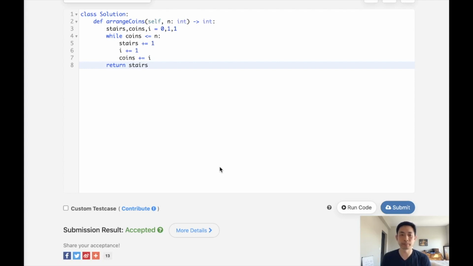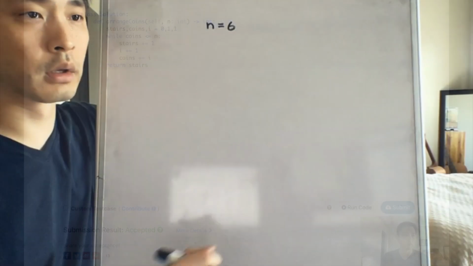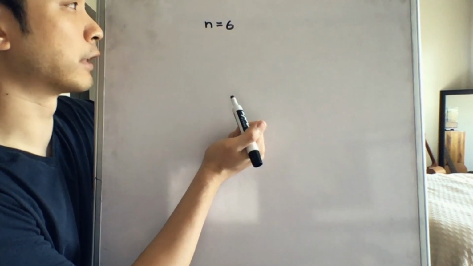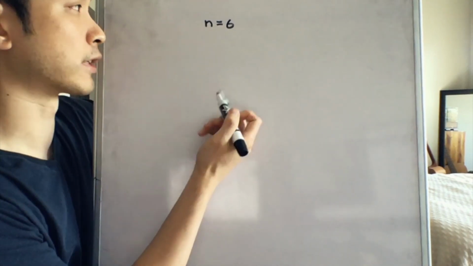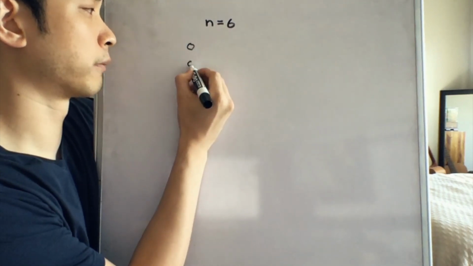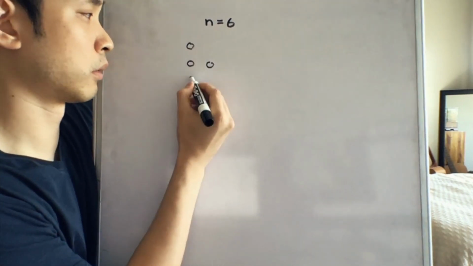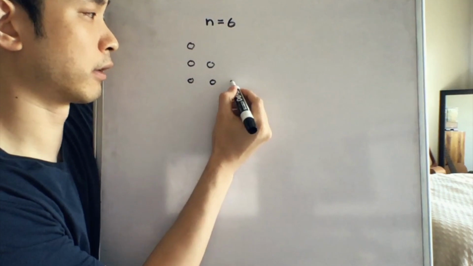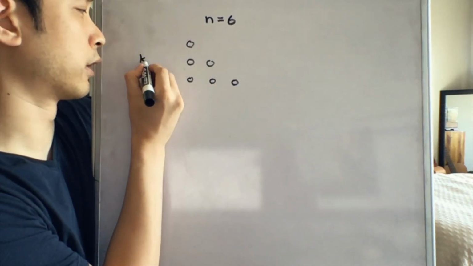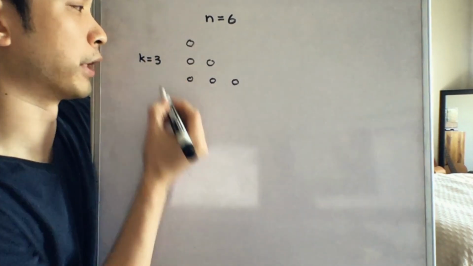Can we do better? And in order to explain that, let's go to the whiteboard and see what we could figure out. Let's start off by representing this visually. Let's say that we had n equals 6, 6 coins. How would these stairs look? Well, they would look something like this, right? And we can see here that the number of stairs is going to equal 3.